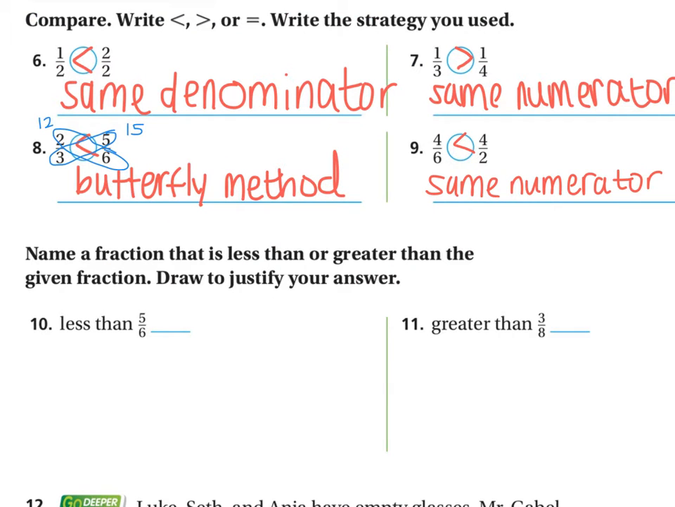For number 9, you should also have the less than sign. If you got that, jump ahead now. To get less than, a really good strategy would be the same numerator strategy. I see here both of the numerators are 4. Therefore, I can look down at the denominator. The smaller the denominator, the greater the fraction. So 2 is smaller than 6, so if I have a whole and it's cut into 2 pieces, those halves are going to be a lot bigger than the 6ths would be. So my 4/2 will be greater.